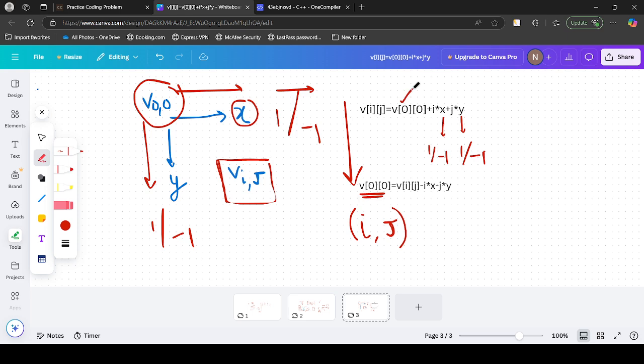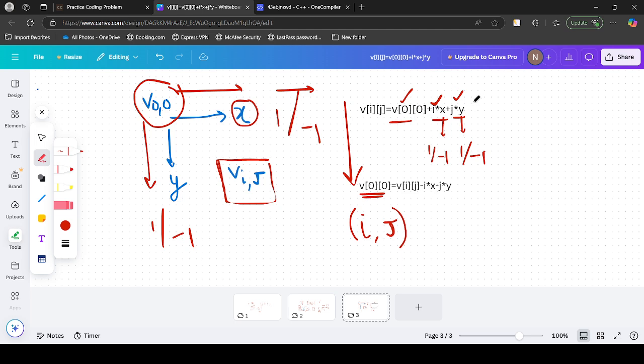It will be simply v of 0, 0 plus i into x plus j into y, because the number of rows between this and this is i, and for each adjacent one the value is increasing by x, so the net increment is i times x, and similarly for y it is j times y. So v of i, j is equal to v of 0, 0 plus i times x plus j times y.